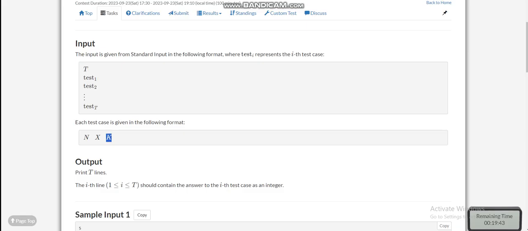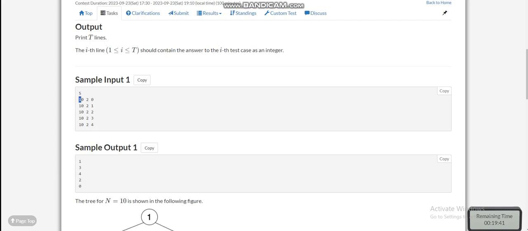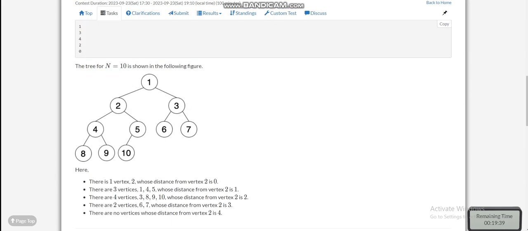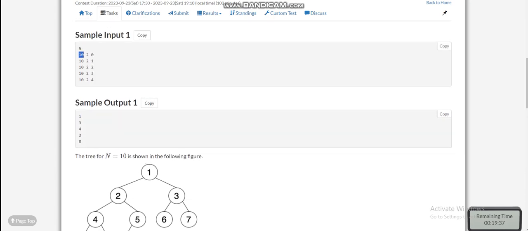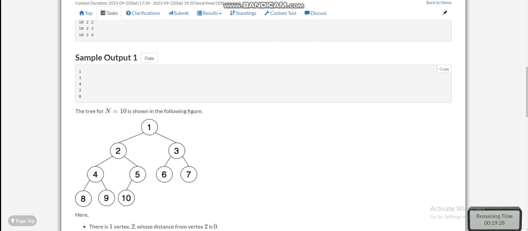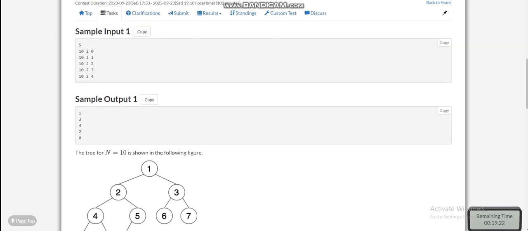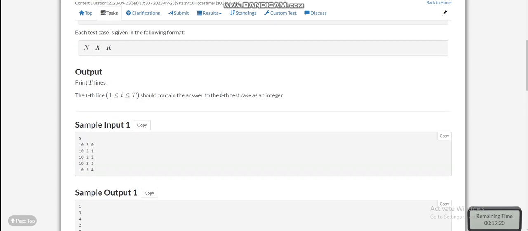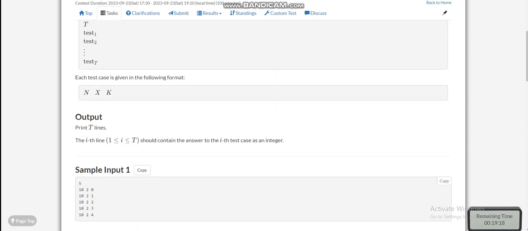In the first example, we have 10 nodes, and our x node is the same, 2, and we have to find the number of nodes with distance 0. The number of nodes from 2 with distance 0 is only 2 itself, so the answer is 1. You can go through this example. I'm not going to explain each and every example. So let's jump into our solution approach.